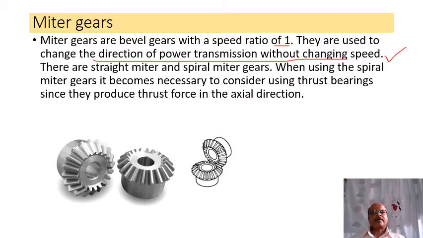There are straight meter and spiral meter gears. When using the spiral meter gears, it becomes necessary to consider using thrust bearings, since they produce thrust force in the axial direction.